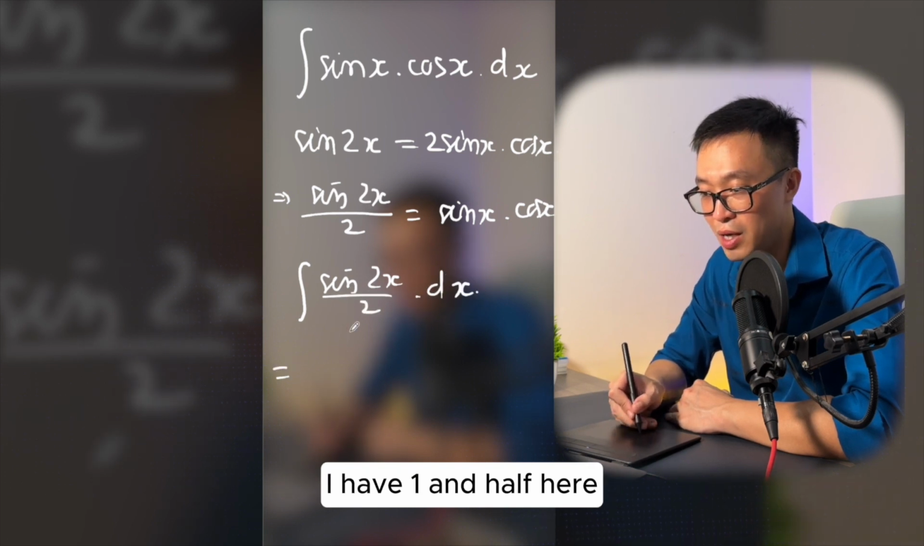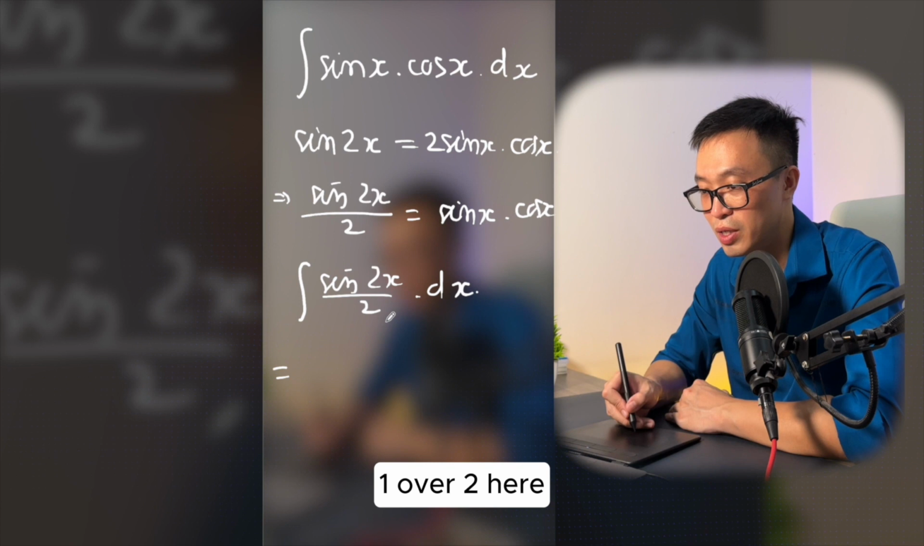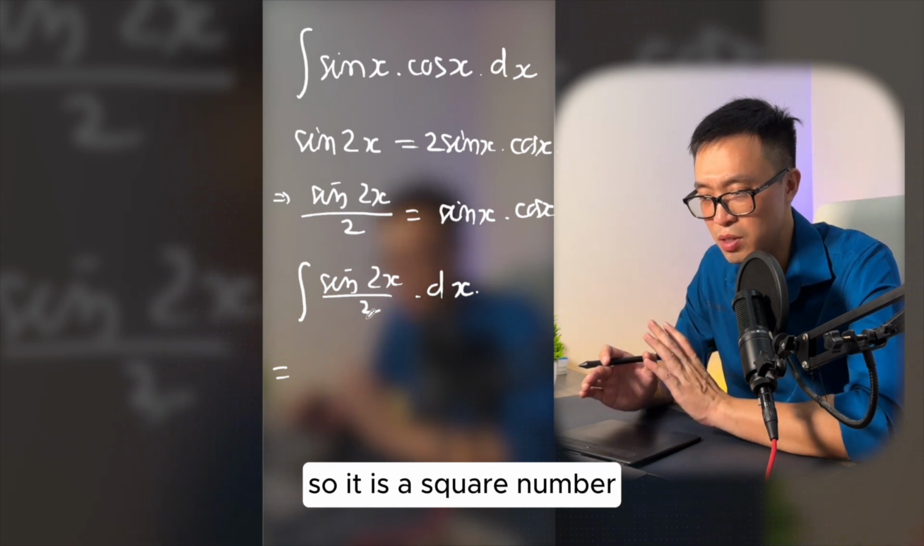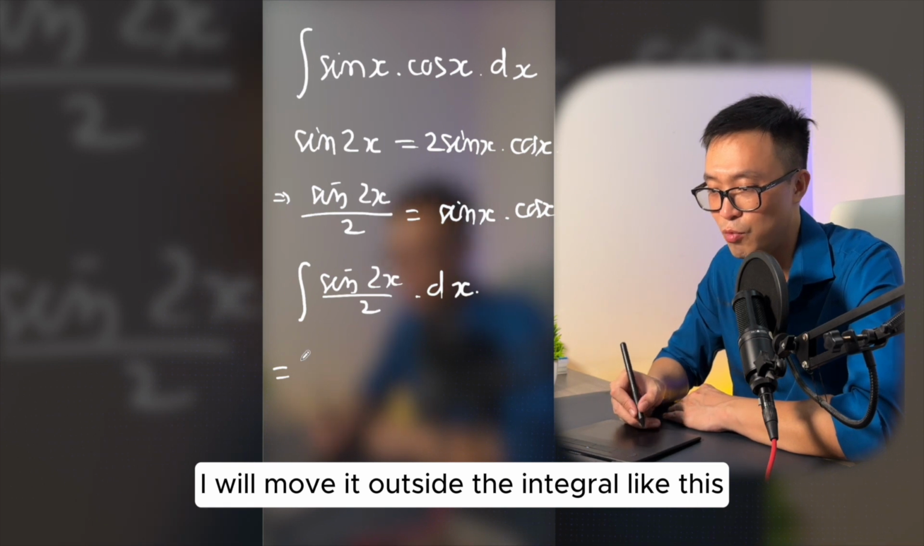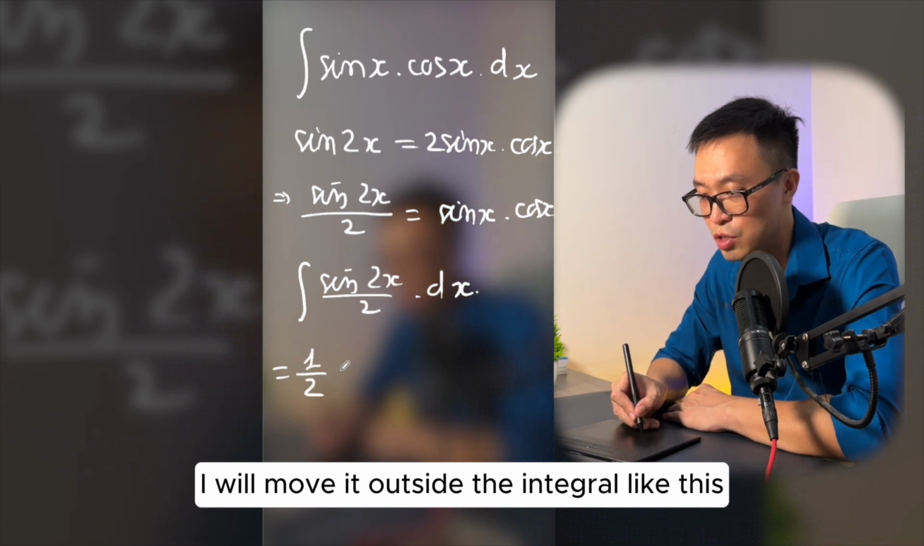I have 1 over 2 here, so is it a square number? No, sorry, it is the coefficient or scale factor. I will move it outside the integral like this.